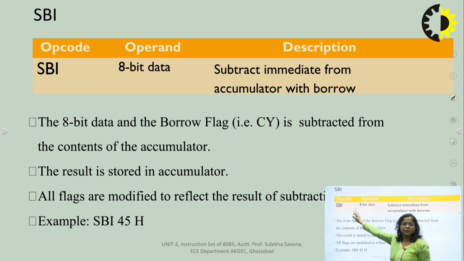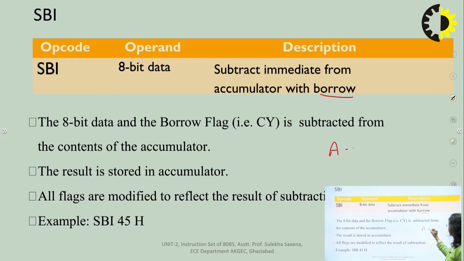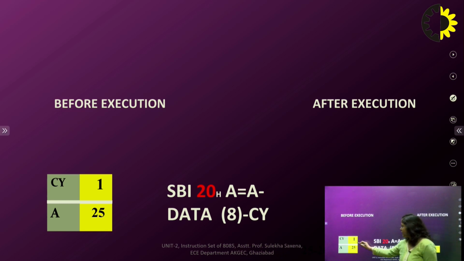This is SBI, subtract immediately given 8-bit data from accumulator with borrow. So this instruction will subtract the 8-bit data given in the instruction and the carry flag from accumulator and store the result in accumulator. For example, if the carry flag is 1, accumulator contains 25, then SBI 20 will perform 25 minus 20 minus 01, which is equal to 4. So after execution, the result will be 4.